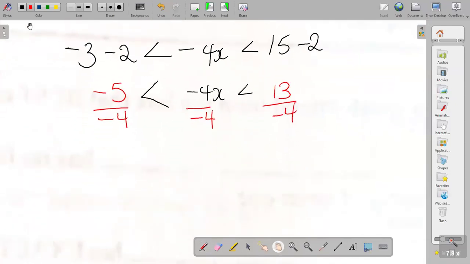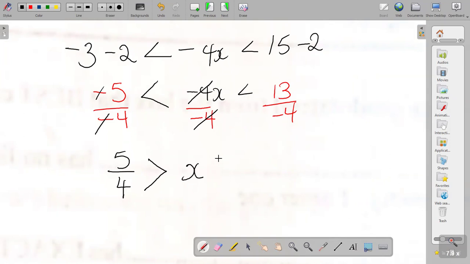So check what's going to happen here, people. This is going to become a fraction, but it's going to become positive because a negative cancels a negative. Agreed? So this is going to become positive 5/4. Because I divide, this has to turn to the other side. This and this cancel, so I'm left with X. This has to turn over too. All the signs change direction. And now instead of this being positive, this is going to be negative 13/4.